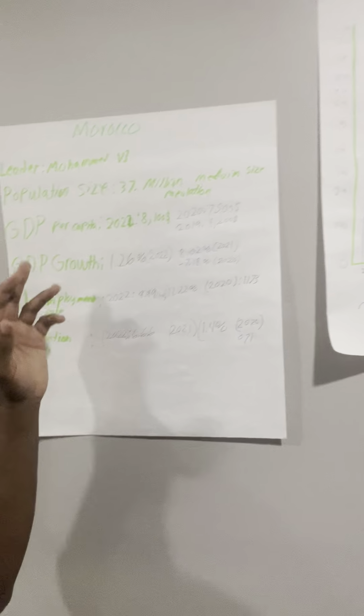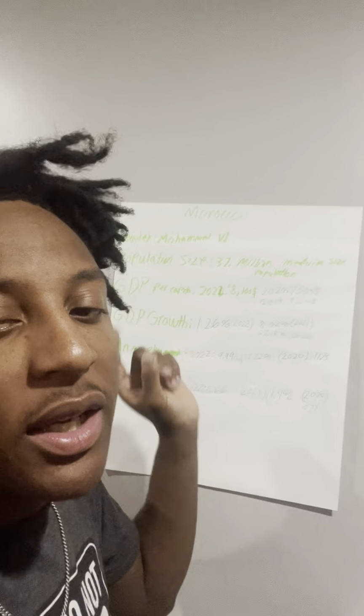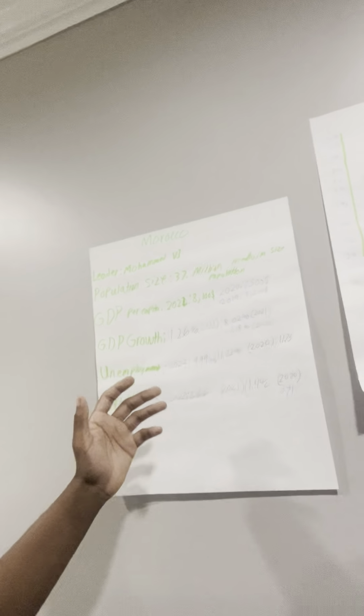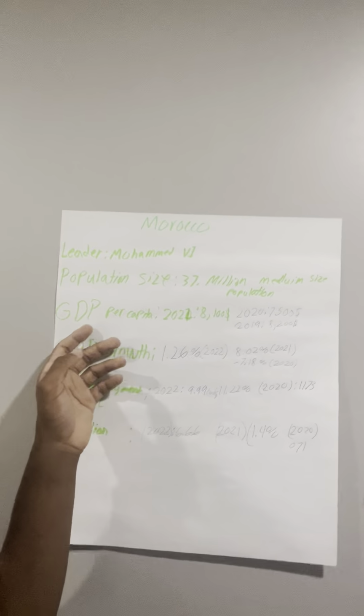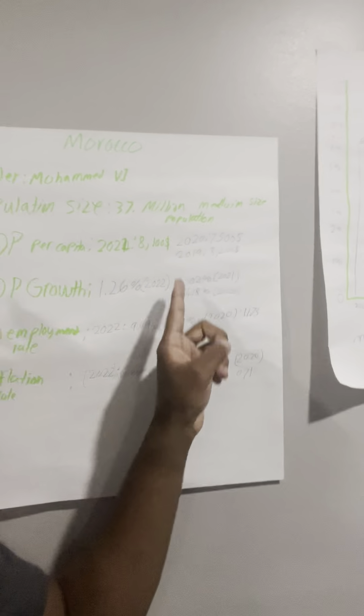So for starters, we have our population size for Morocco, which is approximately 37 million. This is going to make sense in a little bit, just stay with me. 37 million is a medium population size, nothing too crazy. Its GDP per capita, I did for the last 3 years. In 2021, it was $8,100. In 2022, it was $7,500. And for 2019, it was $8,200.